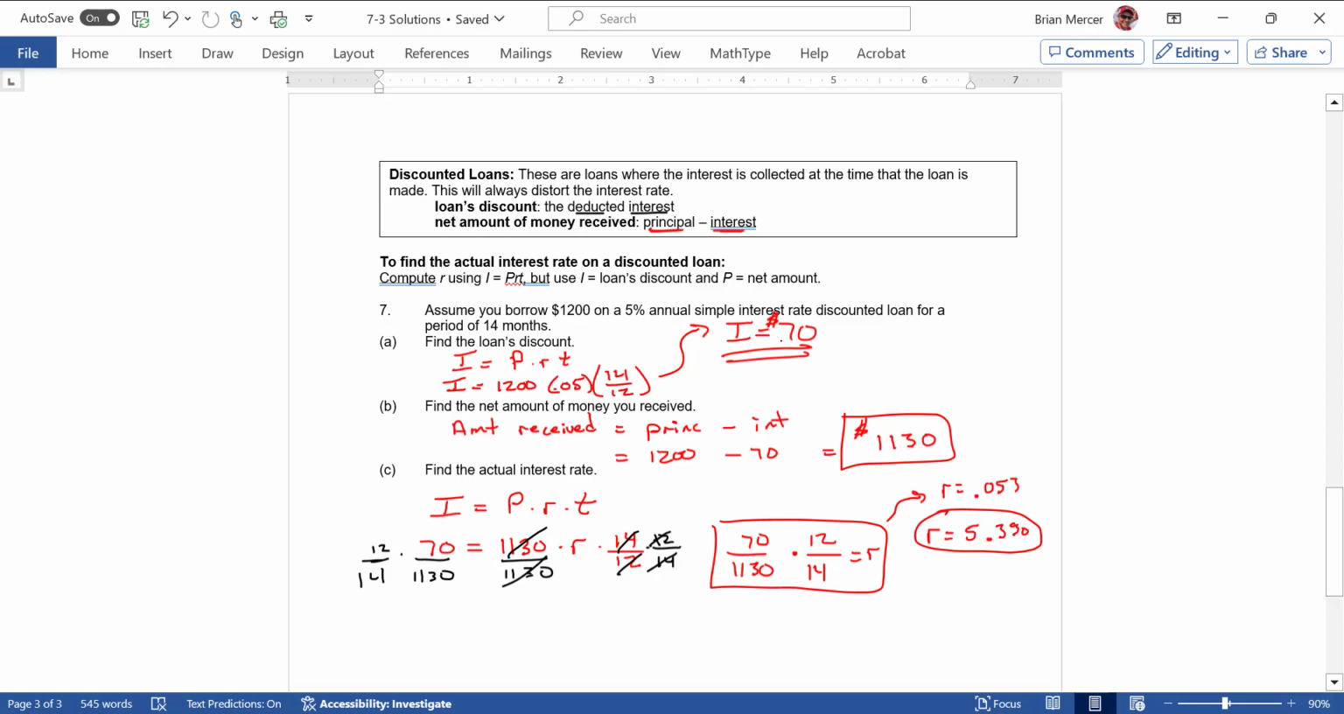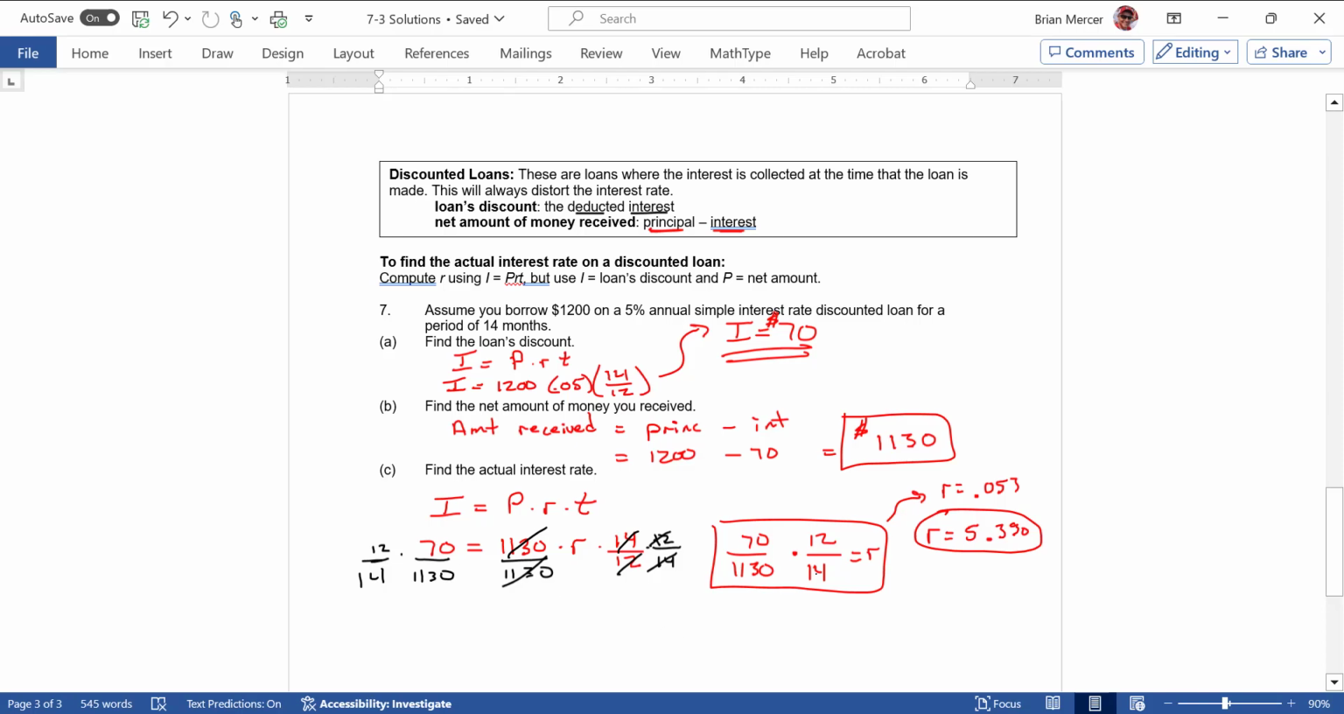And so you get the loan interest taken away before they give you the rest of the money. So the amount you actually get is the principal minus the interest. So you actually get $1,130. But then you have to pay back that full $1,200. So what does that mean? That means you put that $1,130 in the principal, because that's all you actually borrowed, and you had to pay back $70.